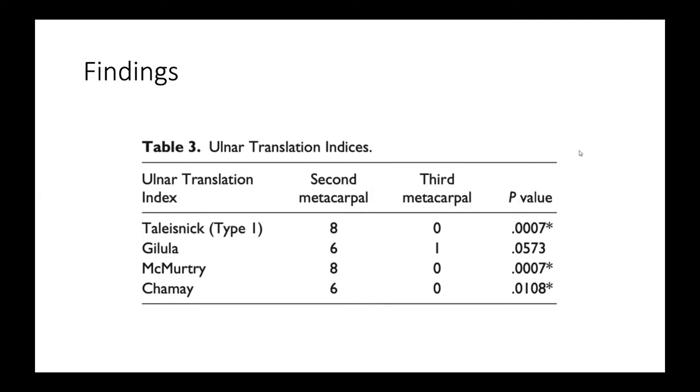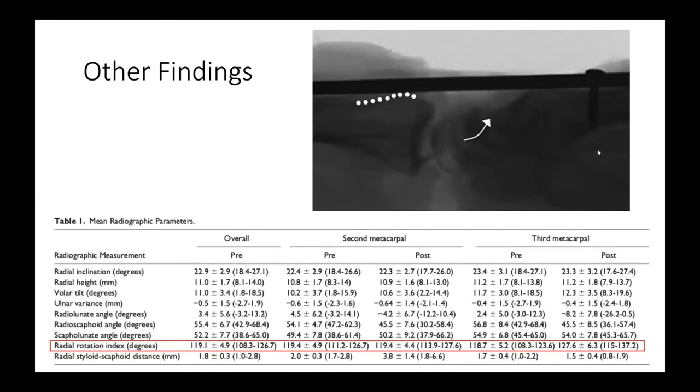Relative to the third metacarpal fixation, in which only a single wrist using a single mechanism for measuring demonstrated ulnar translation. Another finding that they noted, which was interesting, is the propensity to have a degree of extension across the wrist with either the second or the third metacarpal being used as a point of fixation.